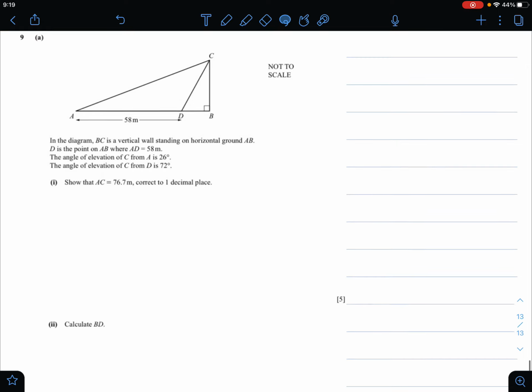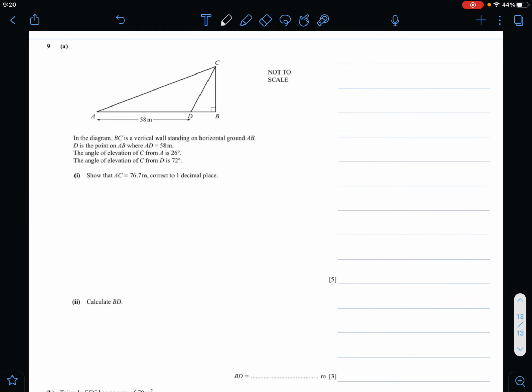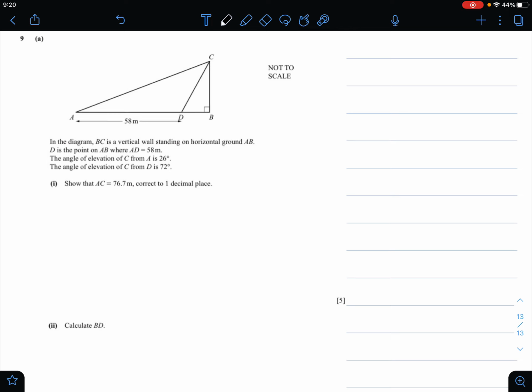So for part A1, they have asked you to find the side AC, and they've asked you to show that it's 76.7 meters. Now they've told us that the angle of elevation of C from A is 26. So therefore this angle is 26 degrees, and the angle of elevation of C from D, that is this angle, is 72 degrees.